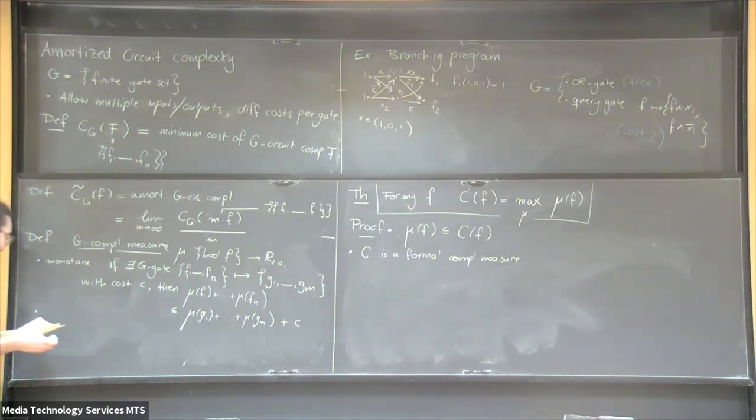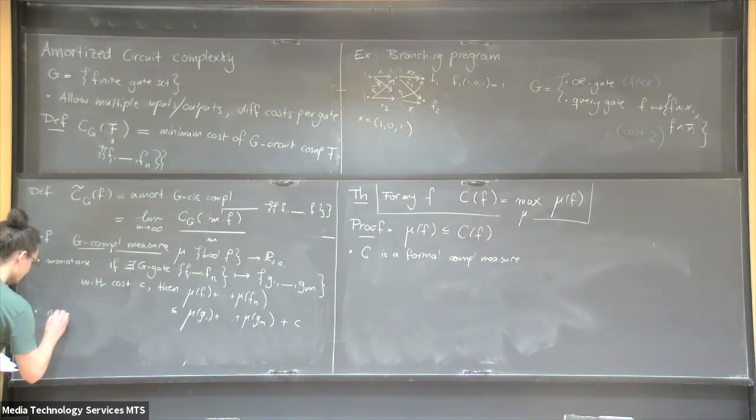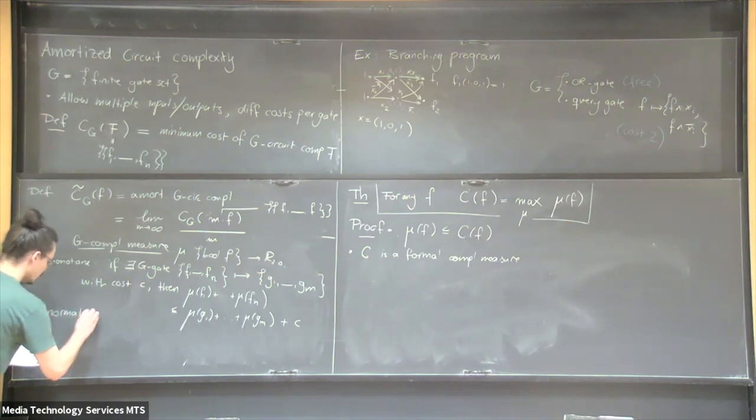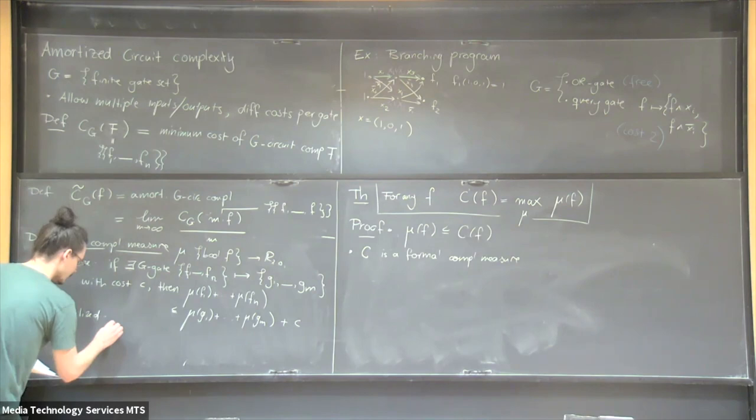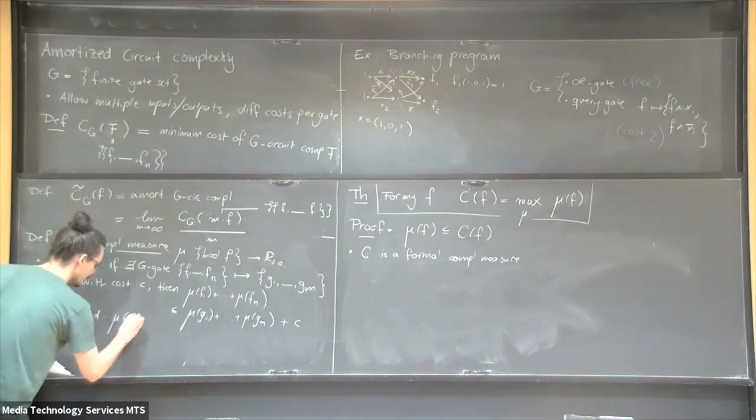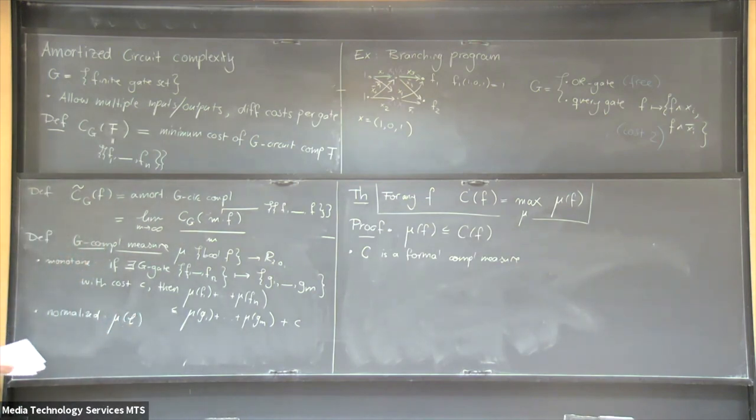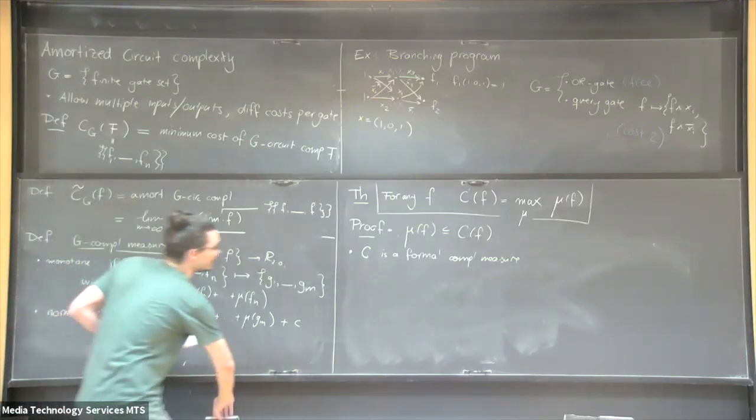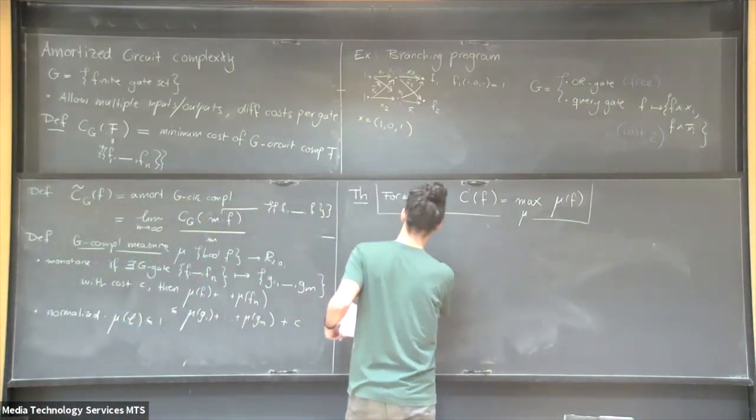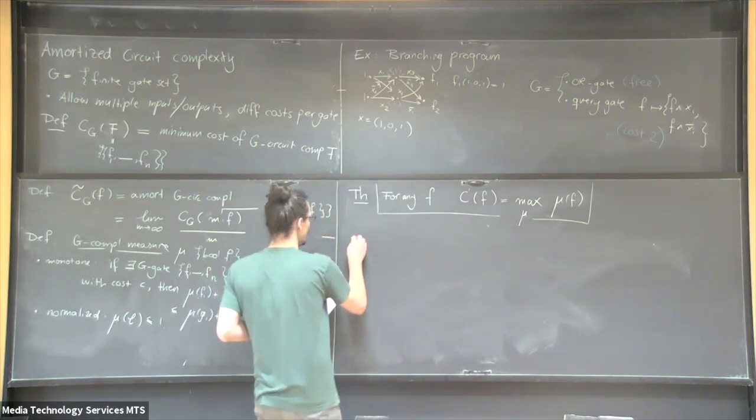And for formulas, we also had this normalization, which I've also put here. Mu is normalized in the sense that mu on any literal, a variable or its negation, is at most one. So that's a G complexity measure. It extends the formal complexity measures that we've seen for formulas. Remember, formal complexity measures lower bound formula size. Here, what we prove, this is our first result.